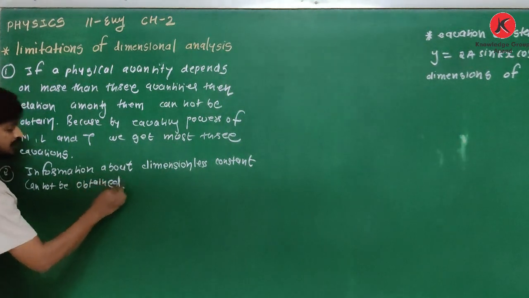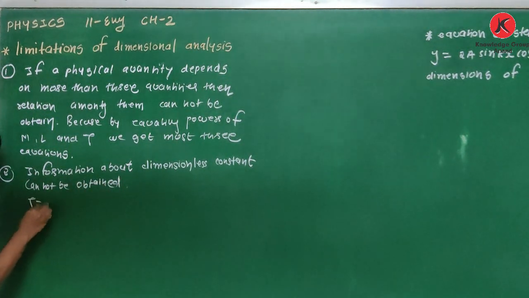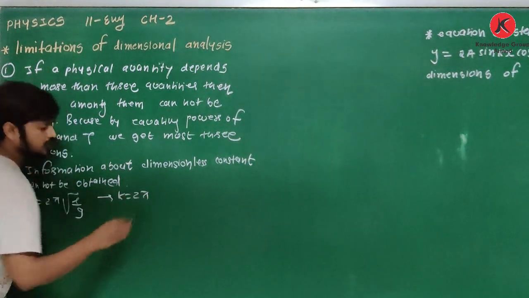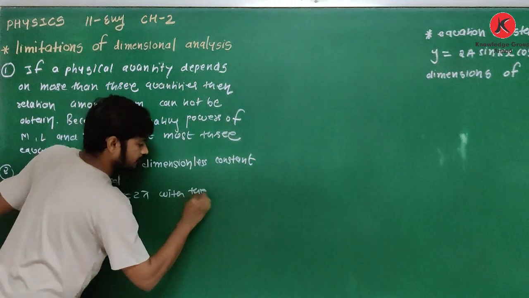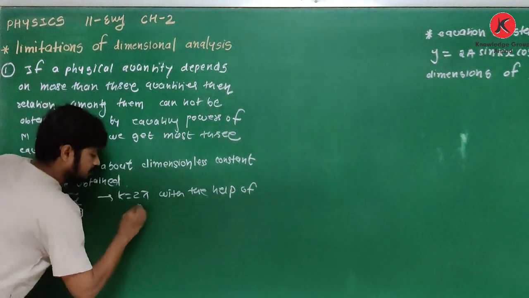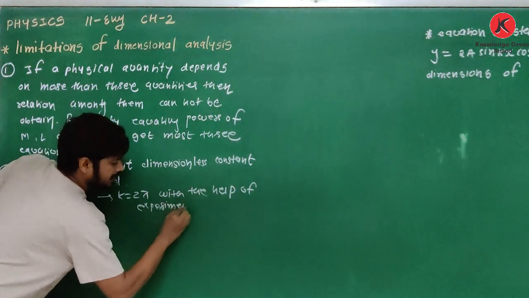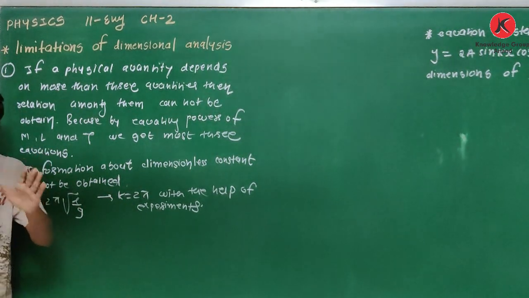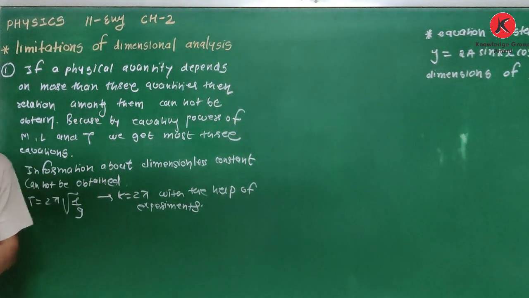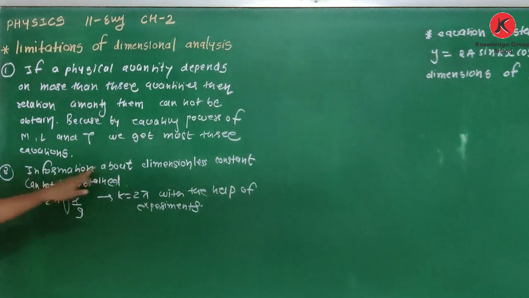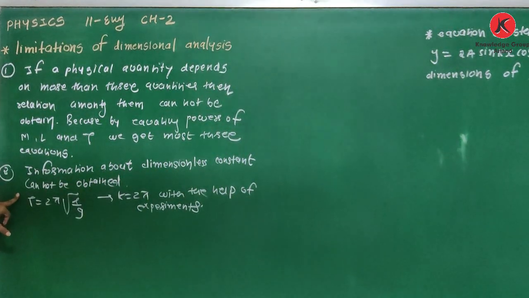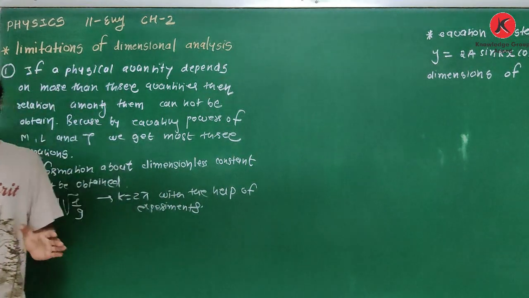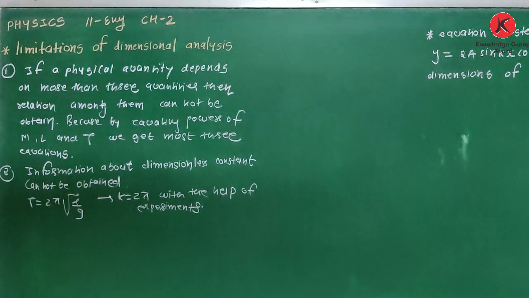You know one relation, that is T is equal to 2 pi under root L upon g. Here we have considered K is equal to 2 pi with the help of experiments. We cannot get the value of this K equal to 2 pi with the help of dimensional analysis. Clear about this? So the second one is that information about a dimensionless constant cannot be obtained. The value of the dimensionless constant you have to put in with the help of experiments, as a result of experiments.